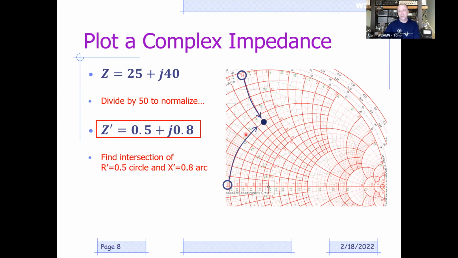Again, it's just graph paper, and we're applying the intersection of two lines. The lines just happen to be curved instead of rectilinear like we have on normal graph paper. But that's actually how you go and plot a complex impedance.